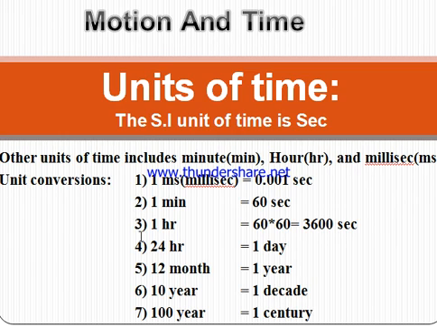1 minute is 60 seconds. 1 hour is 60 minutes or 3600 seconds. 24 hours will make 1 day. 12 months will make 1 year. 10 years will make 1 decade, and 100 years will make 1 century. So this is all about the units of time and time measurement with ancient devices and modern devices.